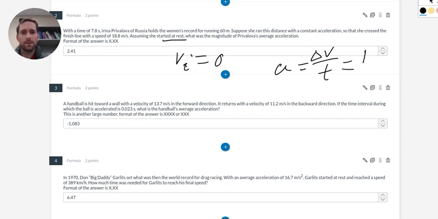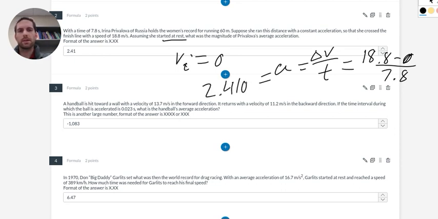So 18.8 minus 0, which is our initial, over 7.8. 18.8 divided by 7.8 should be 2.410, and it's 2 decimals, so we ignore that. So 2.41. All right.